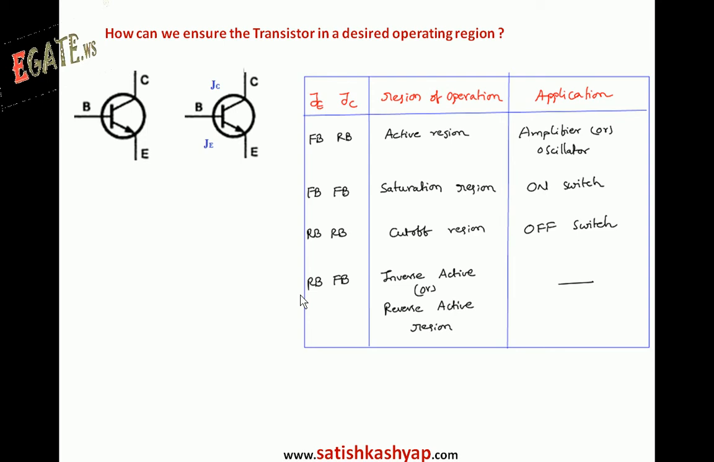Now, active region means emitter base junction forward bias and collector base junction reverse bias. If you make a transistor's emitter base junction forward bias and collector base junction reverse bias, by that time we can confidently say that one BJT, that is transistor, is in active region.